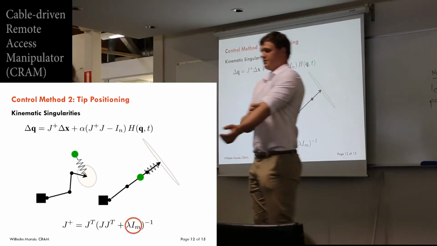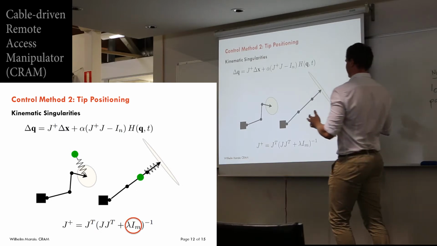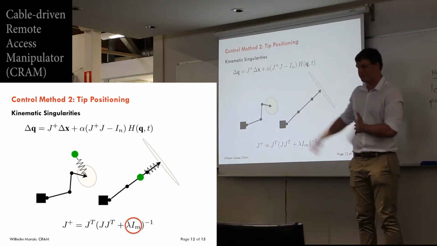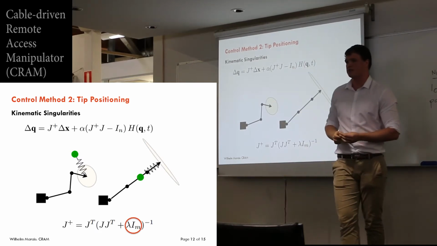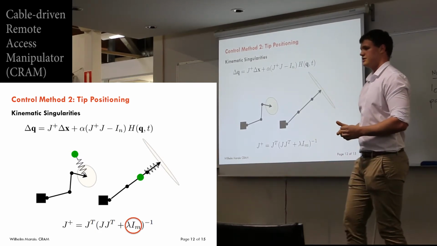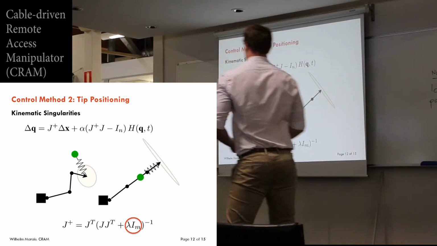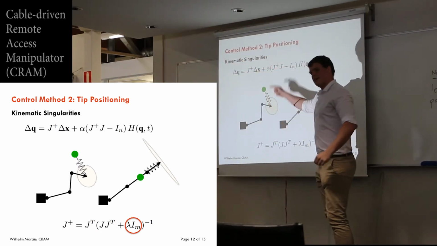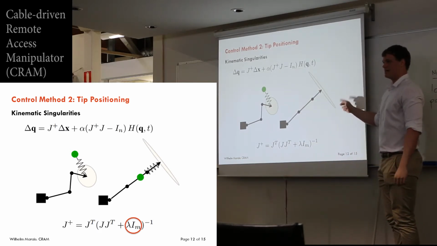So the main limitation with this method is what's called kinematic singularities, and this is best explained using what's called a velocity ellipsoid. So for this manipulator here, this represents the velocity ellipsoid, which is how easy it is for the manipulator to move its end effector in a desired direction. So if we were to pull on it with a spring like this, it's really easy for it to move.